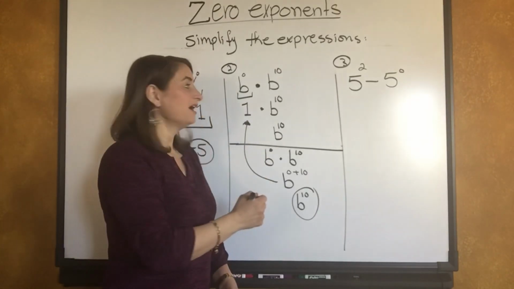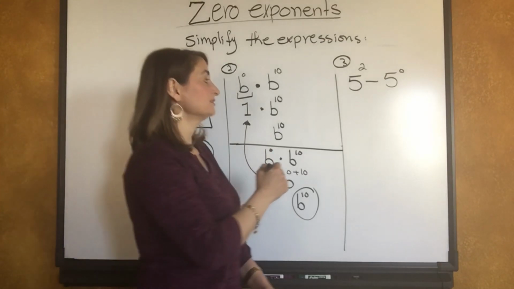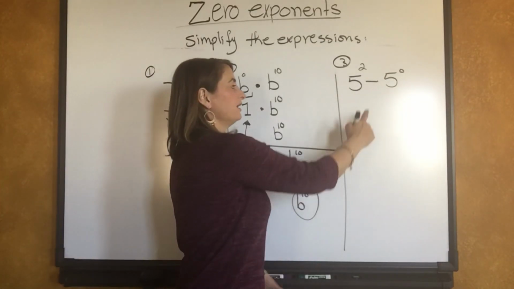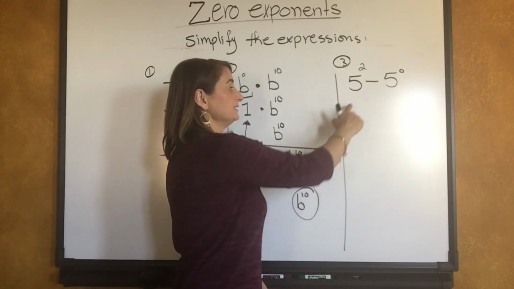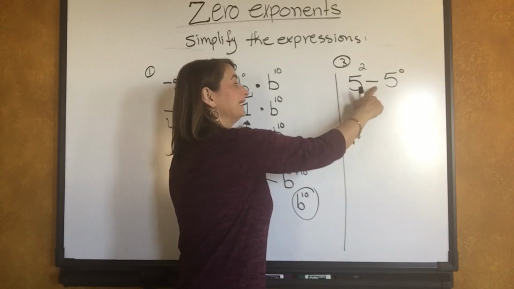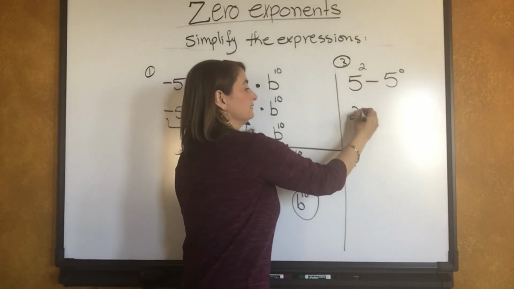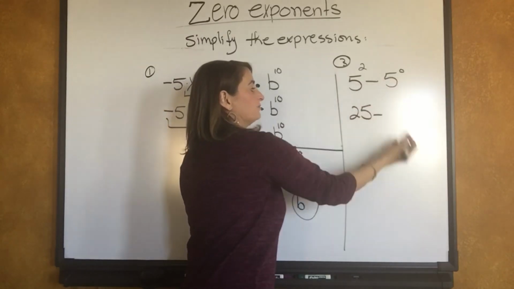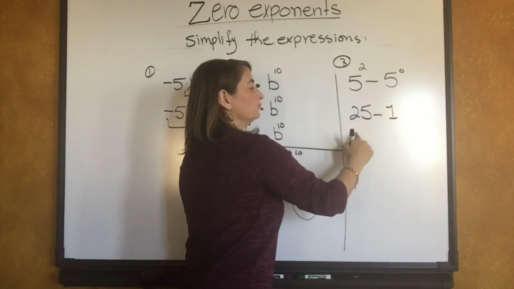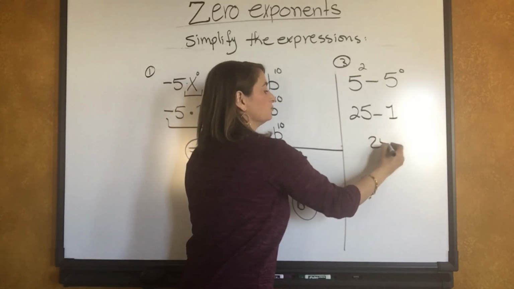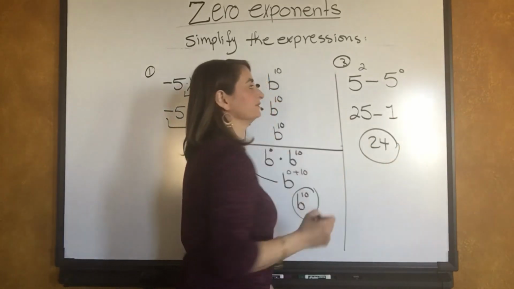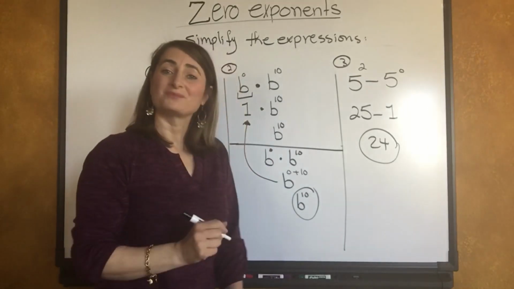Now the last one, 5 to the power of 2 minus 5 to the power of 0. This is not multiplication, so I have to follow the order of operations that states exponent first and the last thing is subtraction. 5 to the power of 2 equals 25. Minus 5 to the power of 0 equals 1. 25 minus 1 equals 24, and that's how you simplify using 0 exponents.